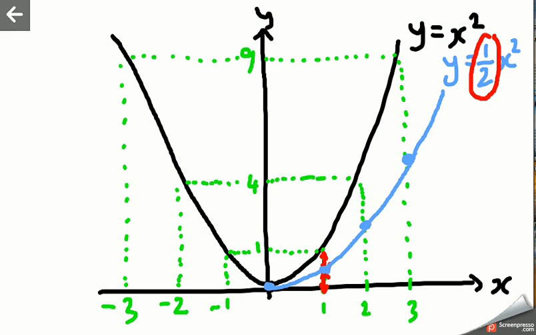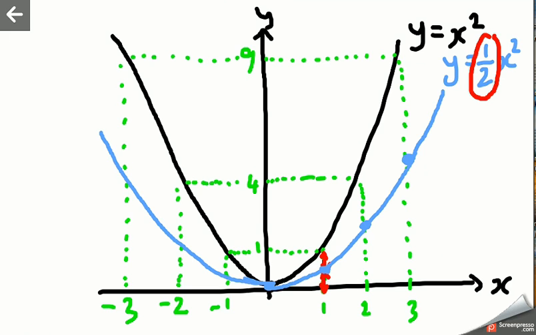And for the same reason as before, when you square a negative number, you still get a positive number, because negative times a negative is a positive. It's going to look exactly the same on the other side for all the negative values of x, as a mirror reflection, if you like, in the y-axis. Alright, so that's the parabola y equals 1/2 x squared.